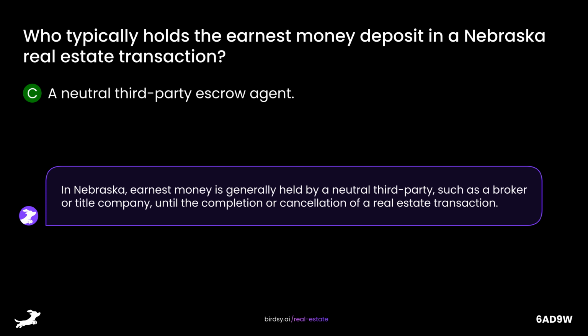In Nebraska, earnest money is generally held by a neutral third party, such as a broker or title company, until the completion or cancellation of a real estate transaction.